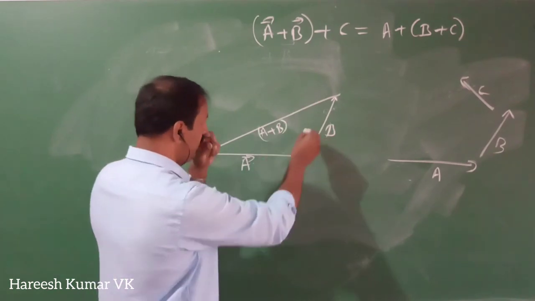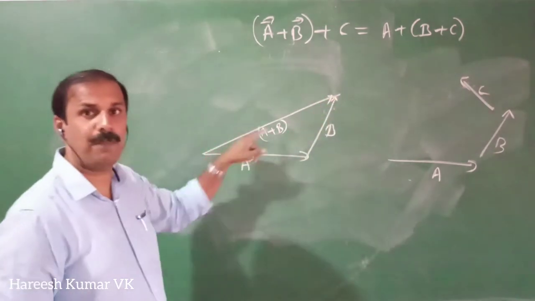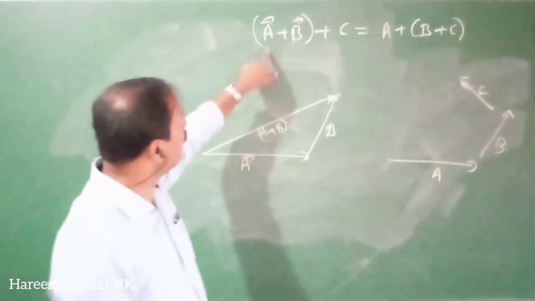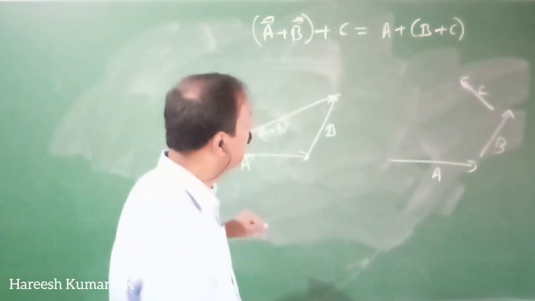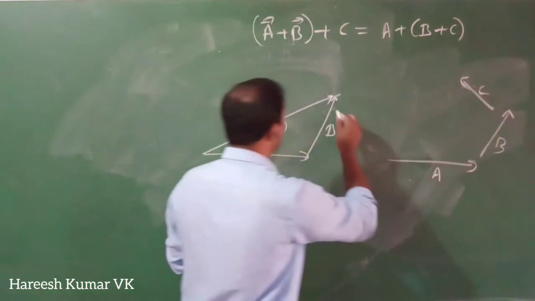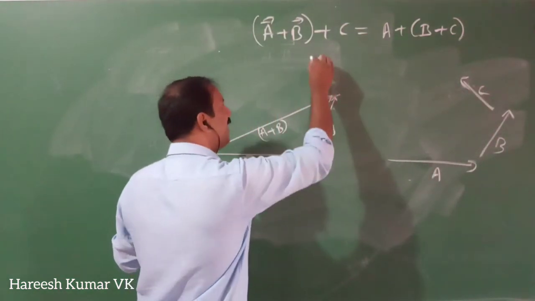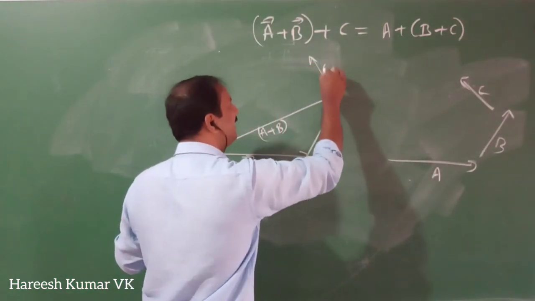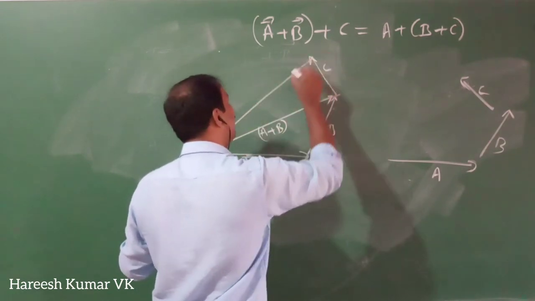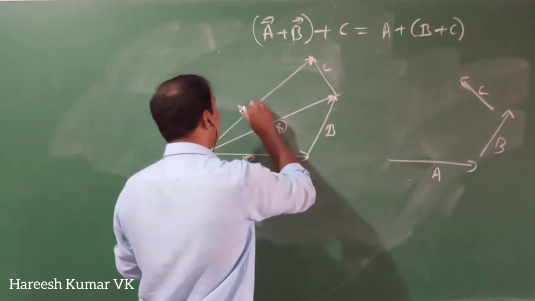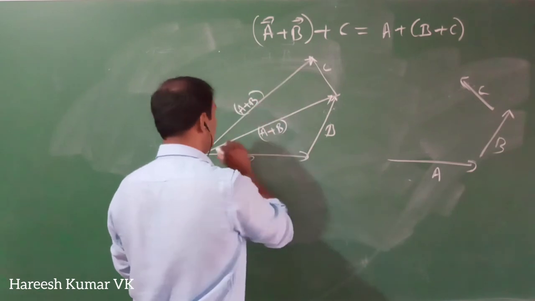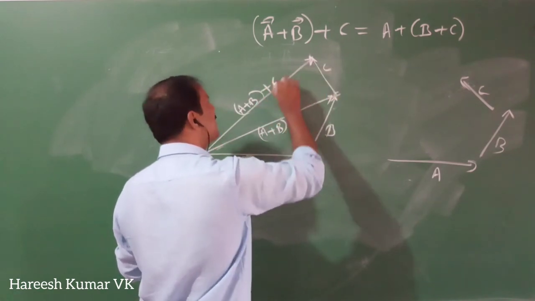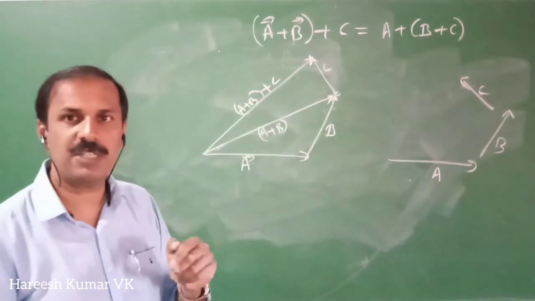This is A, this is B. So this will be A plus B. Now what is that? A plus B plus C. What is this one? This is C. So A plus B is this one, plus C I am taking. This is C. So what will be this one? This will be A plus B, and then first this one plus C. I think this concept is clear.